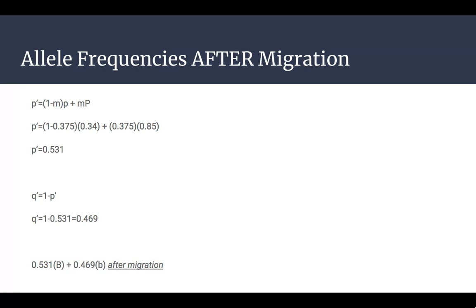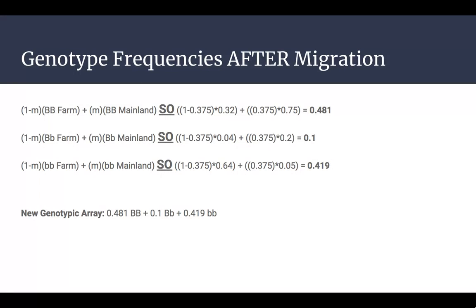To find the allele frequency of Big B, or P', you do 1 minus the migration rate times little p plus the migration rate times Big P. This calculation gives you 0.531. You then find Q' by subtracting P' from 1 and you get 0.469 for the B allele frequency. The post-migration genotypes are found by the equations below.